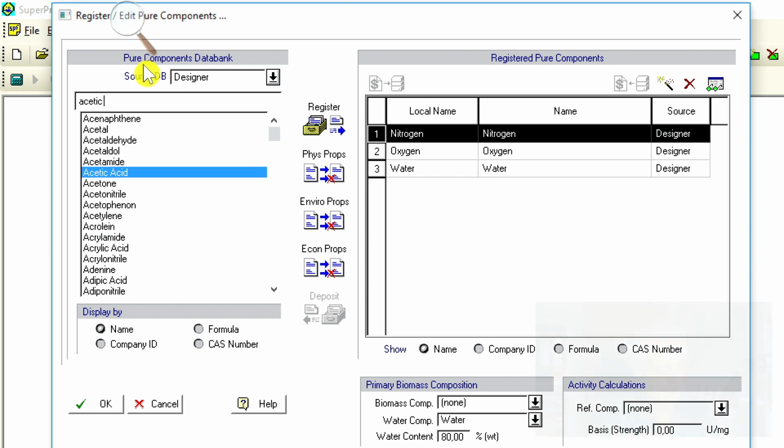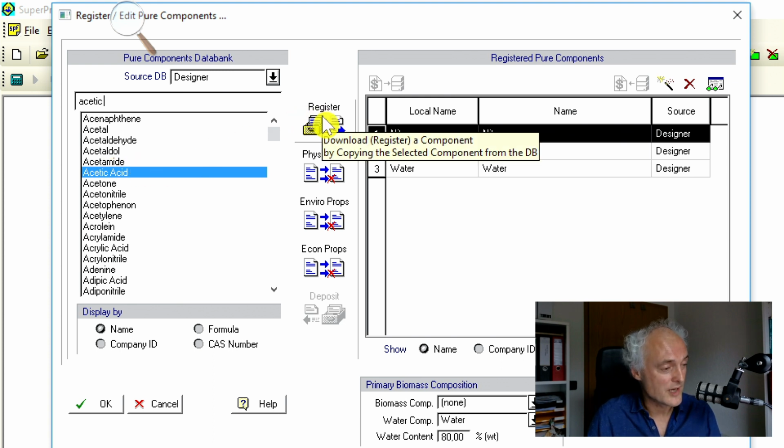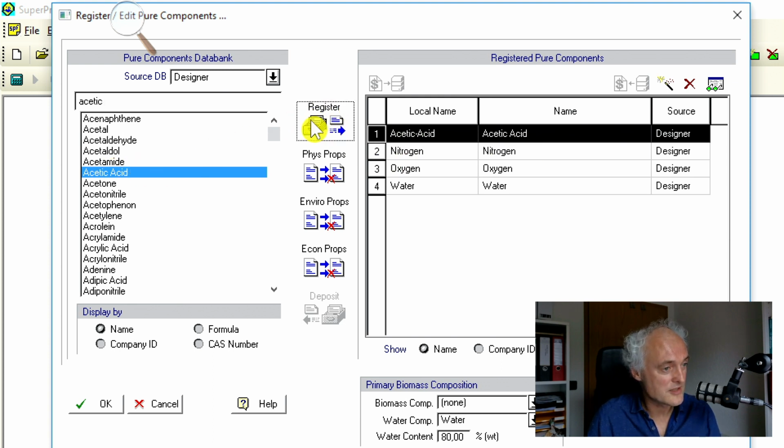So here we are. Now here we have found, this is a components database. These components are in the database, and we will see in a second what that means. And we register it. I just click on register. And here we have then a list of the registered pure components. You have to do it yourself then. You get used to that. This is just showing you how that works. Now we have the first component registered.